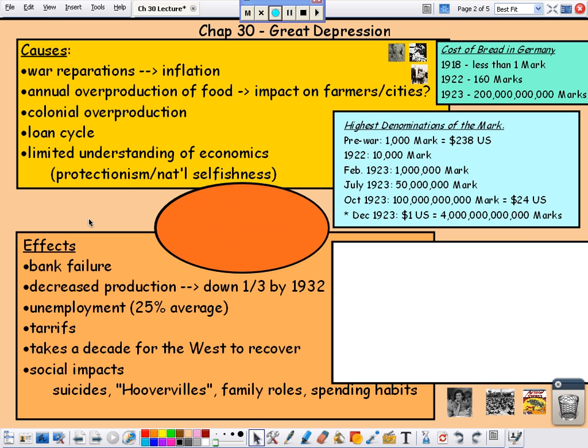And by Christmas of 1923, they have a 1,000 million billion. They have a 4 trillion mark bill in circulation that is worth approximately $1 US. That is inflation.